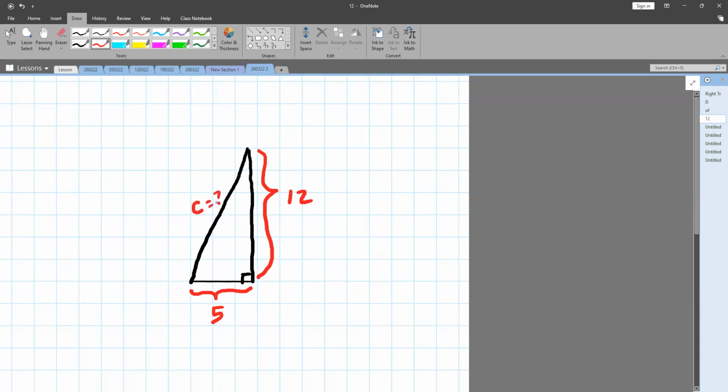165. No. Now you need to calculate actually. How did you get 165? 5 squared is 25. 12 squared is 144. Oh wait, I did something wrong. It's 169. Wait, yeah, I'm correct. It's 169.